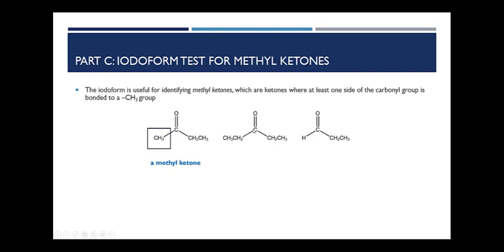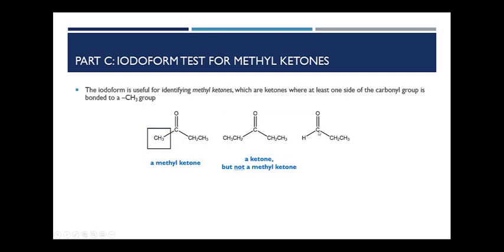This next compound, which is 3-pentanone, has a ketone, carbon double bonded to oxygen. That carbon is bonded to a carbon here and a carbon here. This side is an ethyl group, and this side is also an ethyl group. So neither of these are methyls. So even though it is a ketone, it is not a methyl ketone. Therefore, we would expect a negative iodoform test because it's not a methyl ketone.